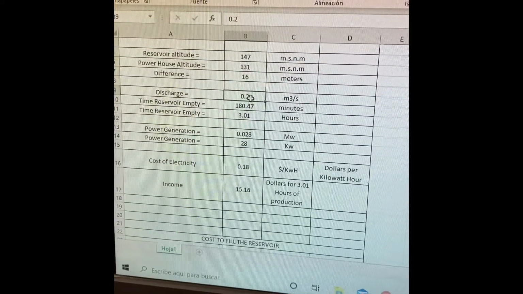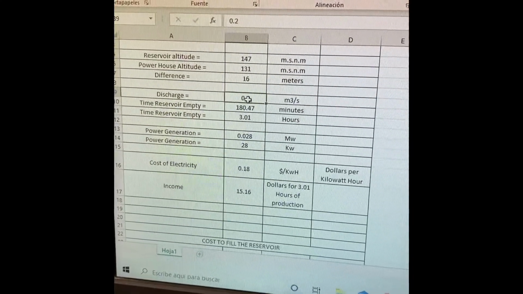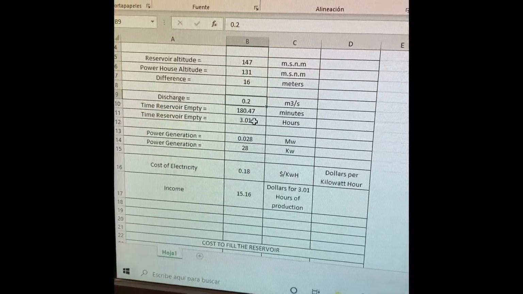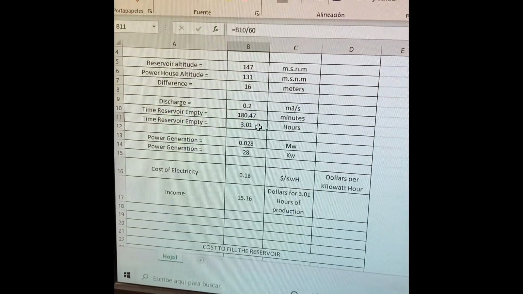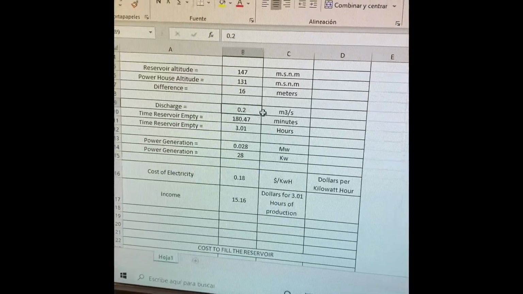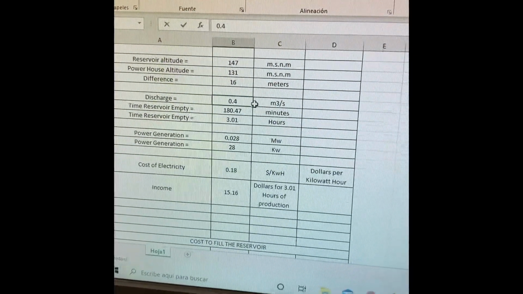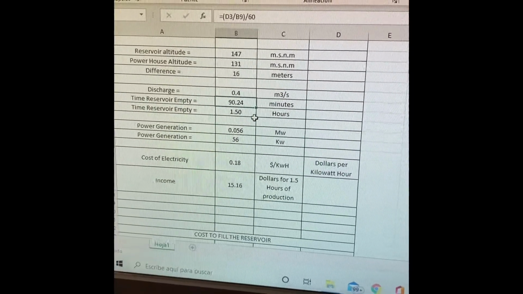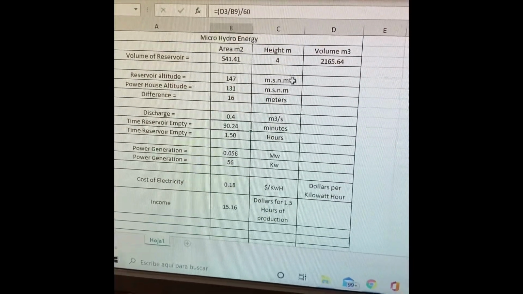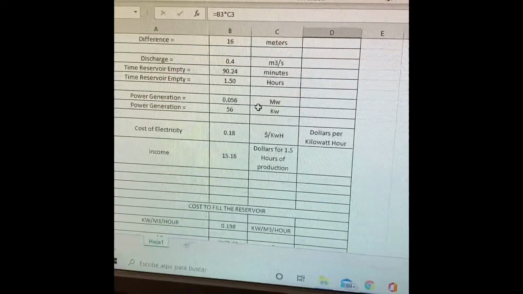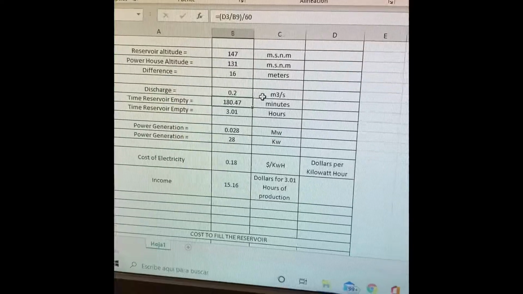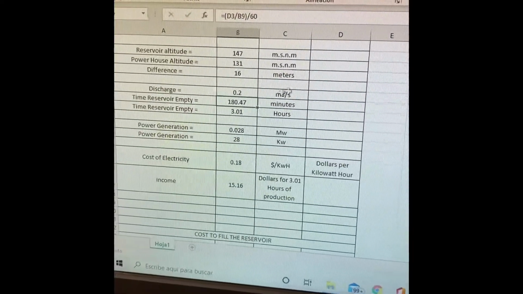What I have here is the discharge of the water. So if I put here 0.2, it means that the reservoir that you have in your home will be empty in 3 hours. If I put, for example, 0.4, the reservoir will be empty in 1.5 hours. That means that this volume of water will be empty in the time that is here. So in this case, I'm gonna put 0.2 cubic meters per second.